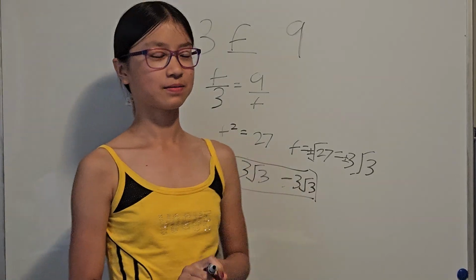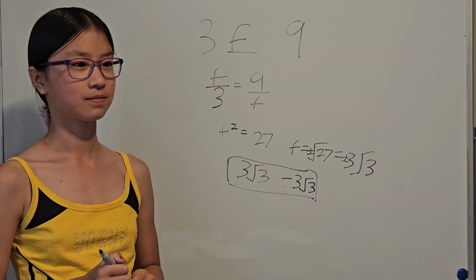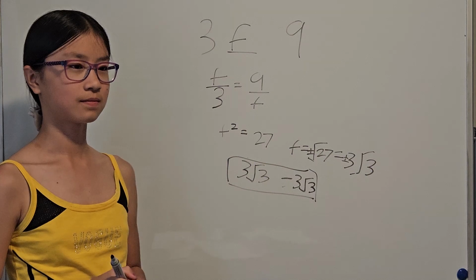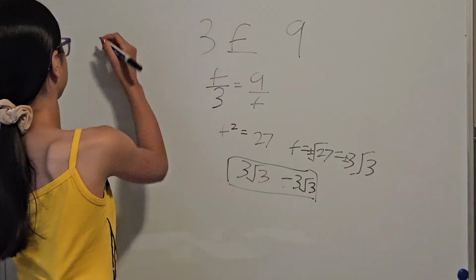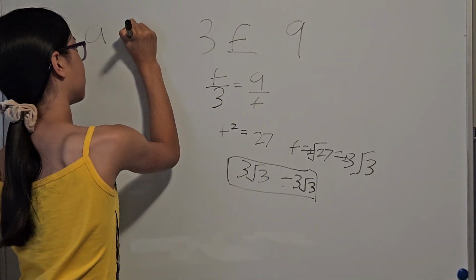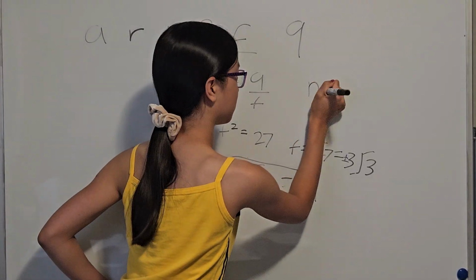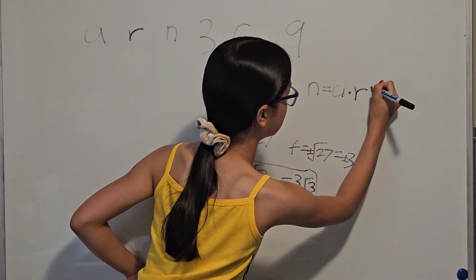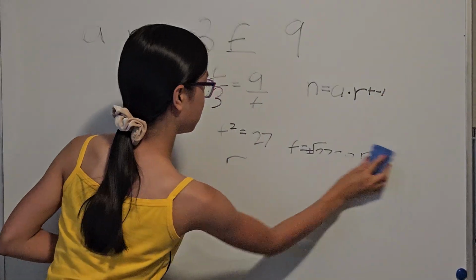So what if for a geometric sequence the first term is A, the common ratio is R, and we have to find the nth term? The nth term will equal the first term times the common ratio to the power of the term number minus 1. And then we can test it right here.